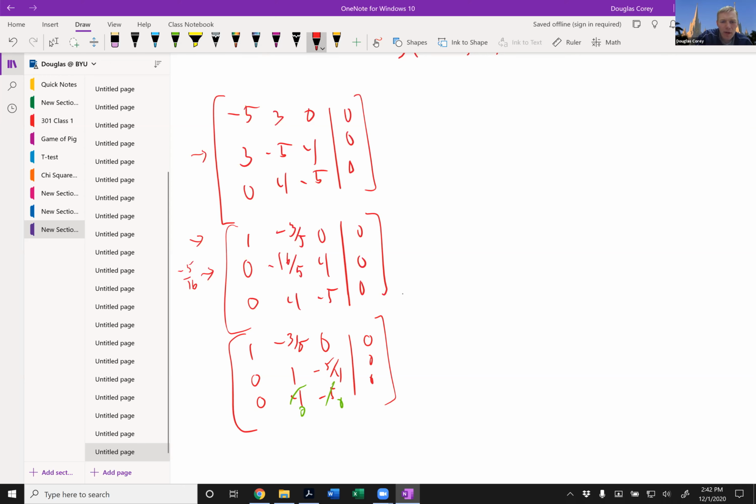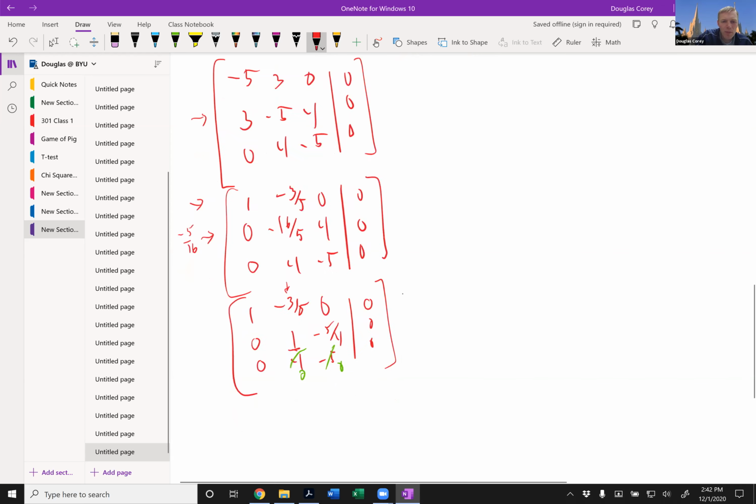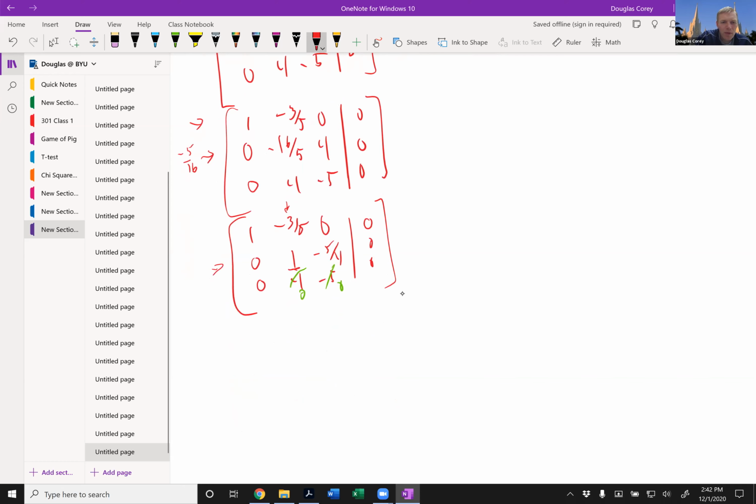Okay, now I need one last step. I need to use this 1 here to get rid of this negative 3/5. So I'm going to multiply this row by 3/5 and then add to that one. So I'm going to have 1, 0. And 3/5 here is going to be a negative. Well, my 5 in the numerator will divide out with my 5 in the denominator. So I just end up with a negative 3/4. 0, 1, a minus 5/4, and 0, 0, 0. Okay, so could have been worse. Got some fractions, we're okay.